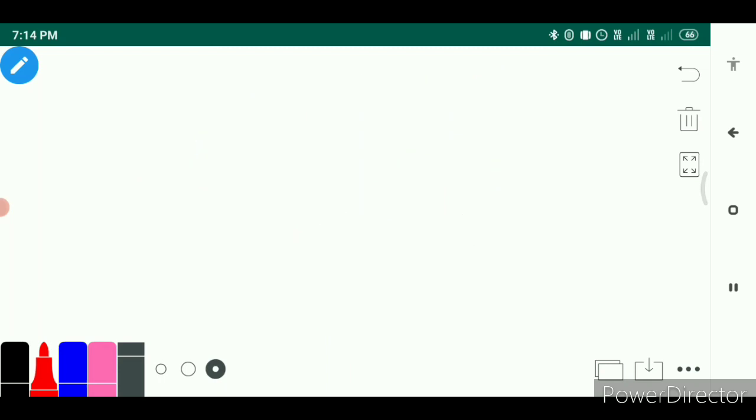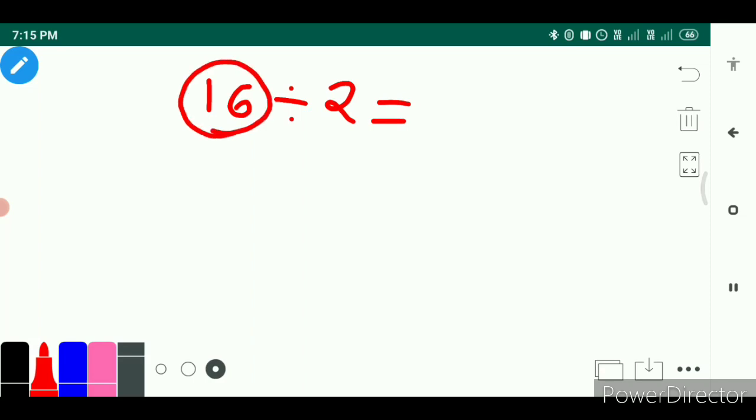Okay, if I tell you that suppose 16 is there and we have to divide 16 by 2, so this one is our number. We will find the multiplication table of 2. We will recall the multiplication table of 2 and find out with which number, if we multiply it with 2, we'll get 16. So just recall the multiplication table of 2. Can you tell me what will be the number? 2 multiplied with what number will get 16?